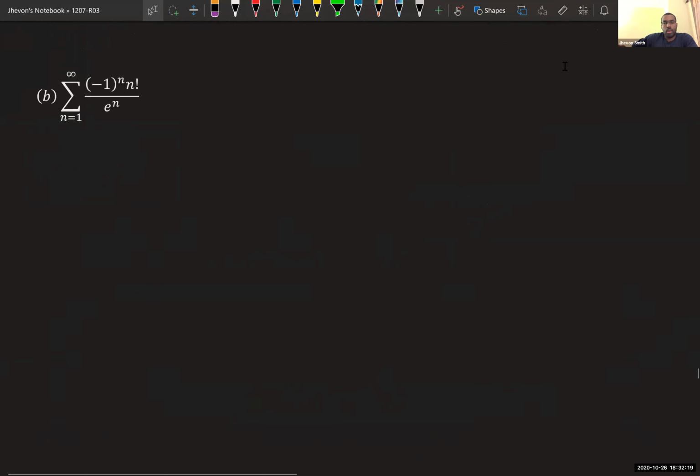Okay, so this one, does this guy converge or diverge or absolutely? What do you think? What are your thoughts? Could we do a comparison test to the previous one that we just did, saying that e to the n is greater than 2 to the n, and thus this one would also converge because it's smaller than the other one?